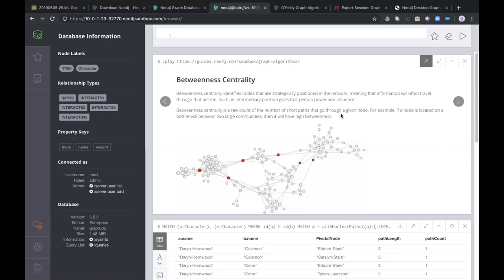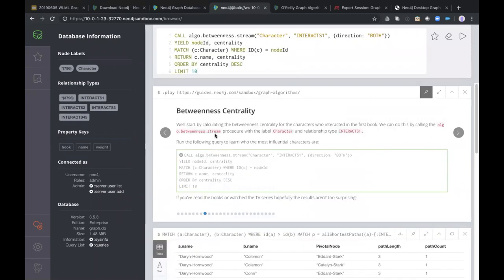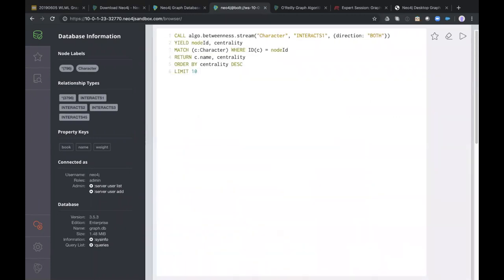Now we're getting into the algo world, with centrality. There's an explanation on the previous one, but this is how it works. I'm going to call an imperative algorithm. I'm not going to ask Cypher to figure it out for me. I'm going to call an algorithm based on the plugin, the algo plugin that we've installed, algo.betweenness.